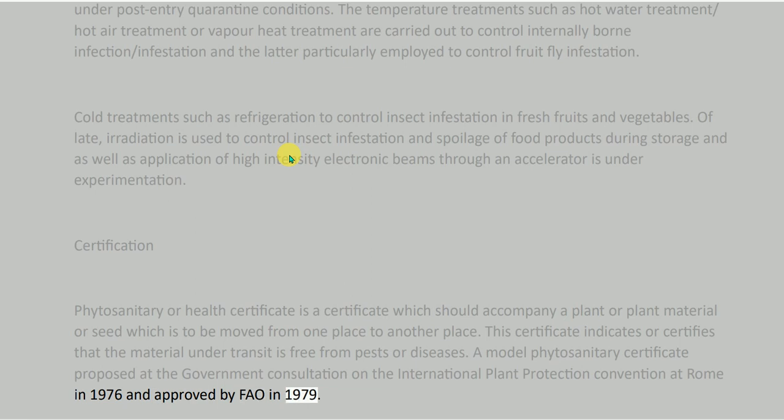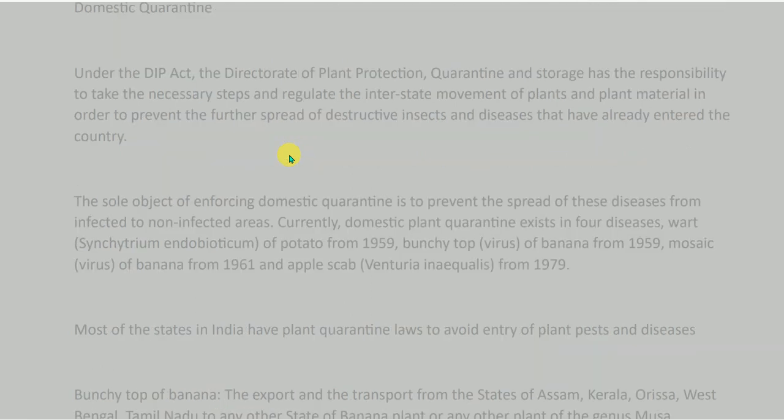Domestic quarantine. Under the DIP Act, the Directorate of Plant Protection, Quarantine and Storage has the responsibility to take the necessary steps and regulate the interstate movement of plants and plant material in order to prevent the further spread of destructive insects and diseases that have already entered the country. The sole object of enforcing domestic quarantine is to prevent the spread of these diseases from infected to non-infected areas. Currently, domestic plant quarantine exists for 4 diseases: wart, Synchytrium endobioticum, of potato from 1959, bunchy top virus of banana from 1959, mosaic virus of banana from 1961 and apple scab, Venturia inaequalis, from 1979.